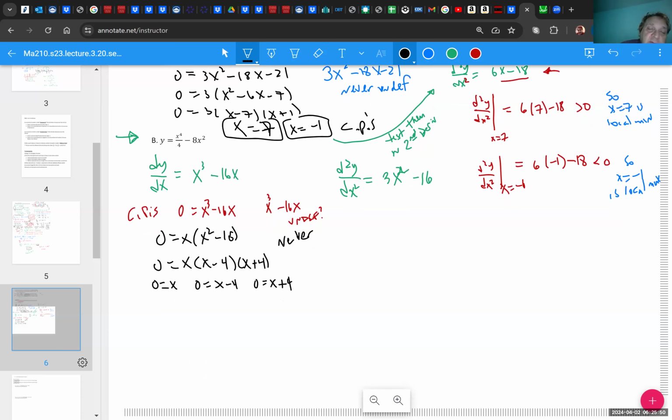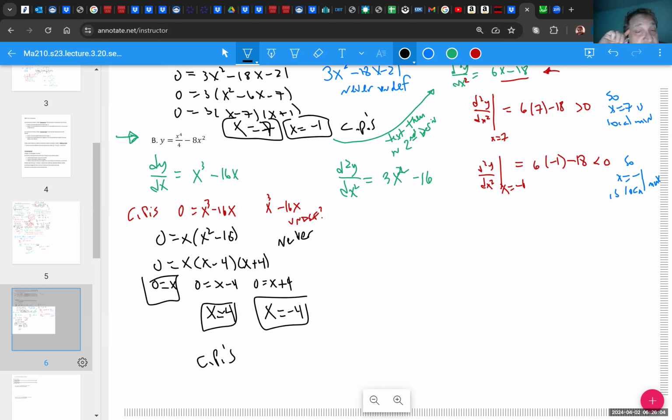In fact, this one, x equaling 0, gives us a value when the derivative is 0. X equaling 4 is this one right here. So that's a critical point, and x equaling -4, that's another critical point. So we have three critical points. So we're going to use the second derivative to test each of those critical points. So we're going to use the second derivative test.